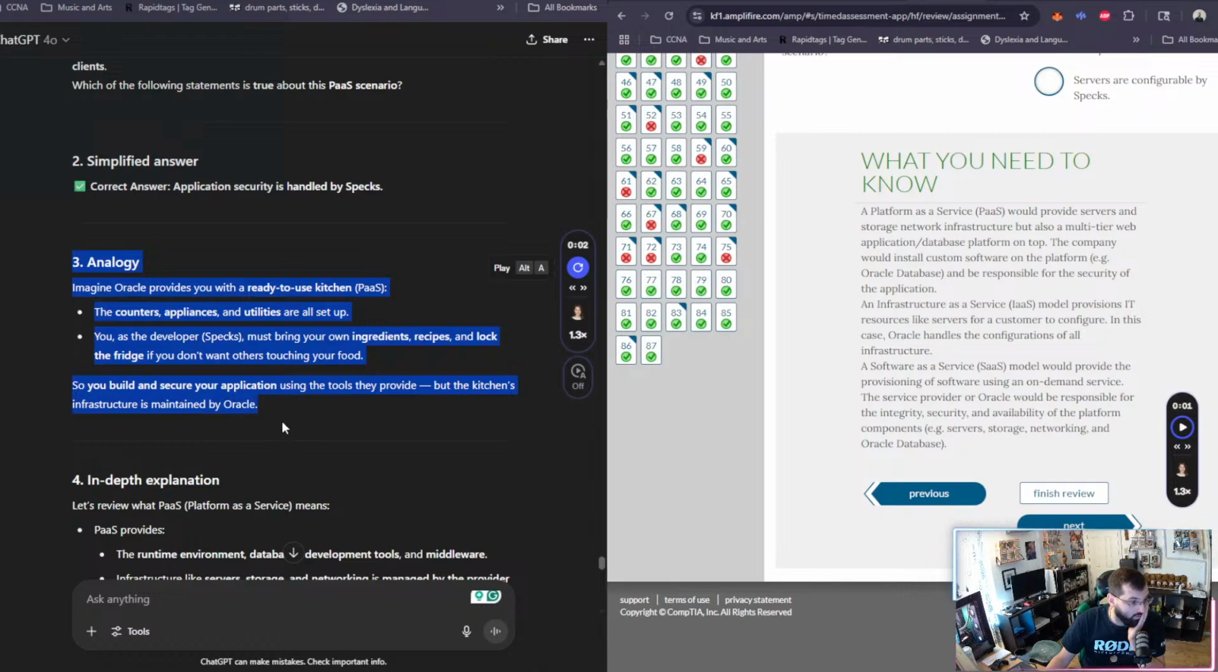Let's get an analogy. Three. Analogy. Imagine Oracle provides you with a ready-to-use kitchen, PaaS. The counters, appliances, and utilities are all set up. You, as the developer, specs, must bring your own ingredients, recipes, and lock the fridge if you don't want others touching your food. So you build and secure your application using the tools they provide, but the kitchen's infrastructure is maintained by Oracle.